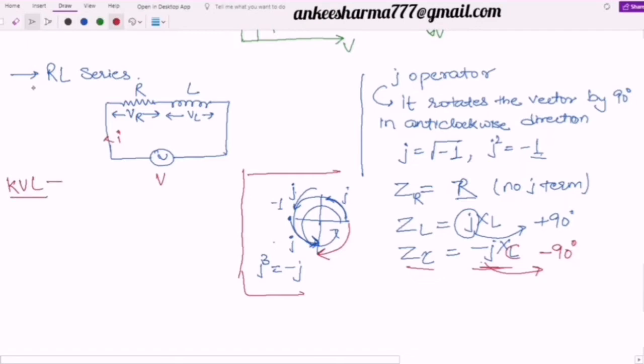KVL states that the total voltage source must be equal to the sum of the drops. So the total voltage source is V and the drops, as these two are connected in series, can I say it is equal to VR plus VL. V is nothing but, I can replace this complete circuit with a single impedance Z, connected to this voltage V, and the current flowing is I. So from here, can I say that I is equal to V by Z? In the other way, I can say V is equal to I into Z.